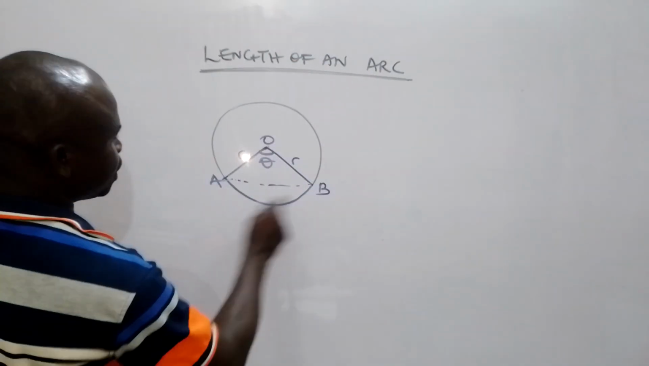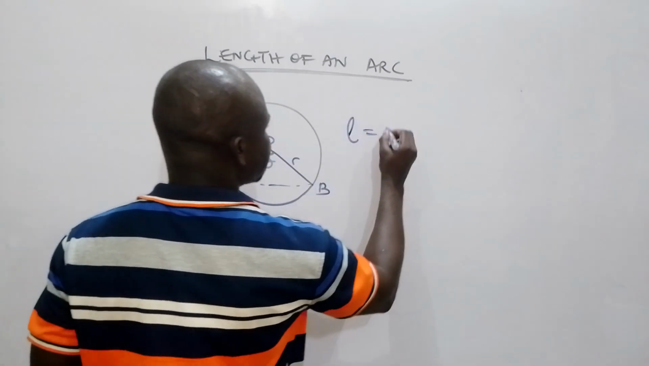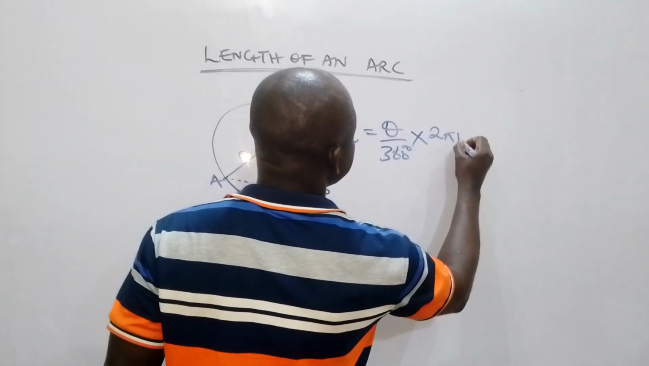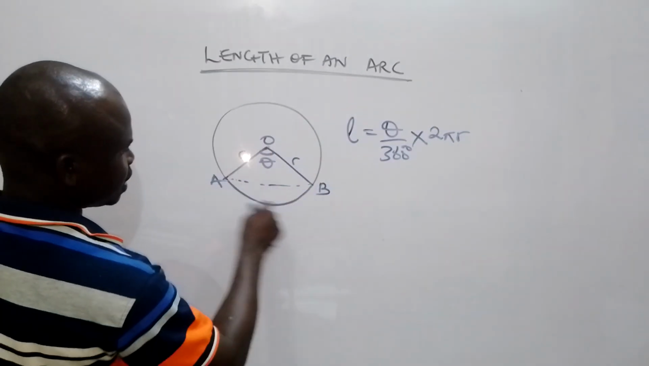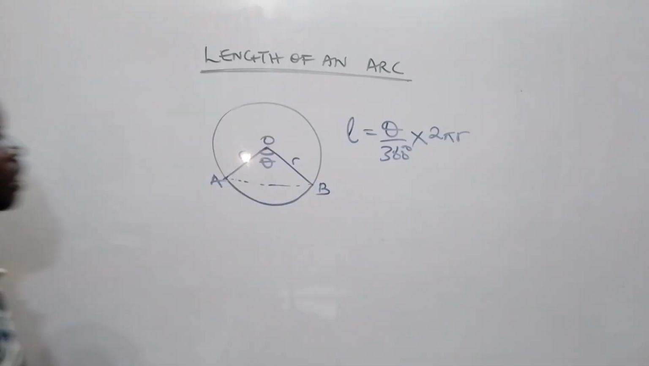This length of an arc, AB. How do you find the length of an arc? The length of an arc by formula is given as theta over 360 degrees multiplied by 2 pi r, because that's the circumference. So it's theta over 360 multiplied by 2 pi r. That is the formula to find the length of an arc. So please let's note that. We are going to consider two examples under this.